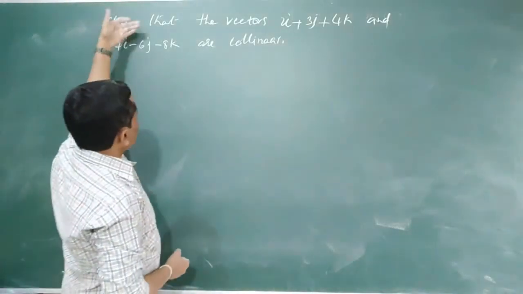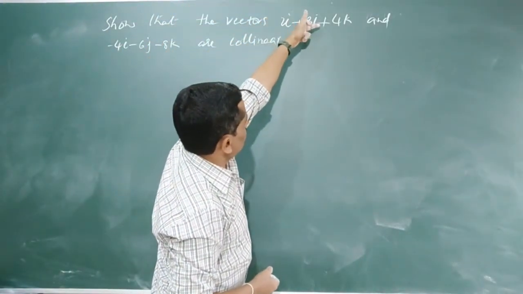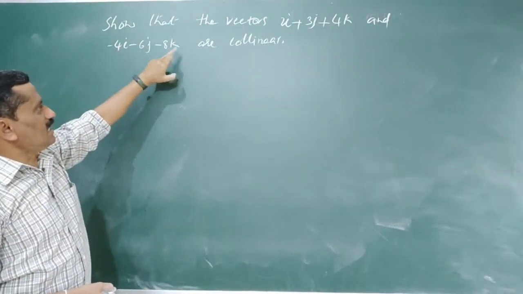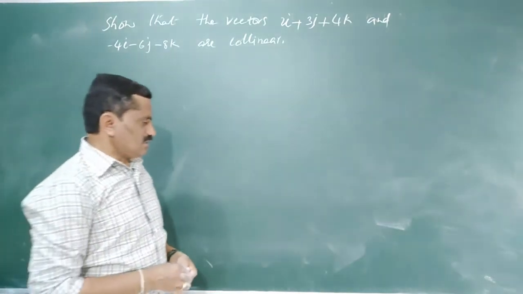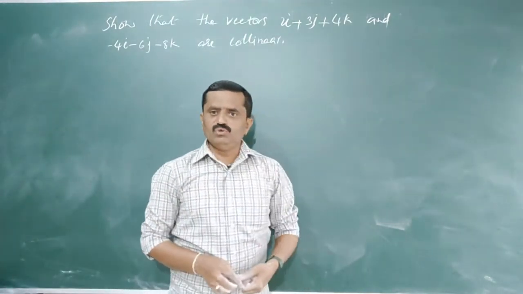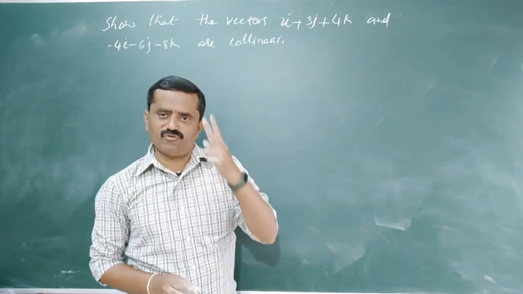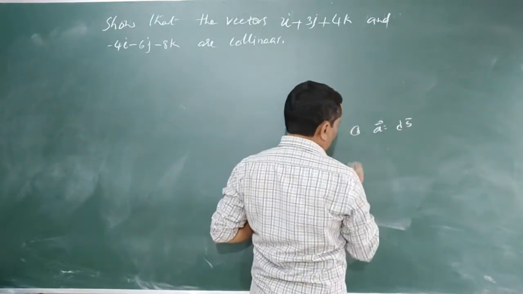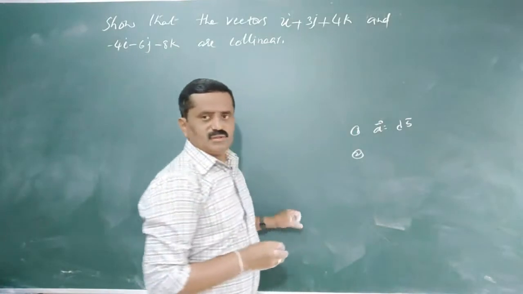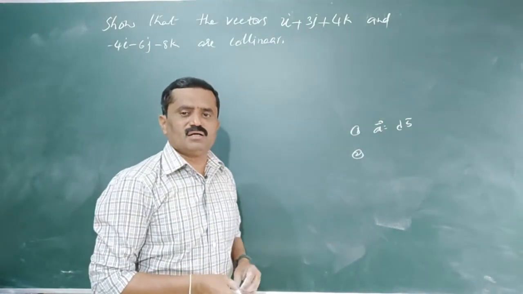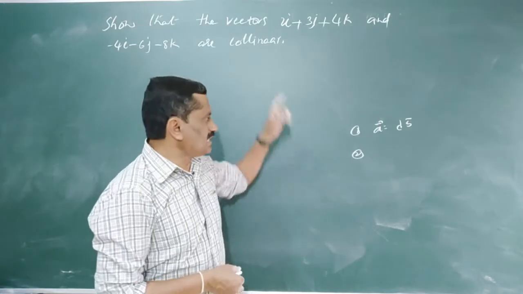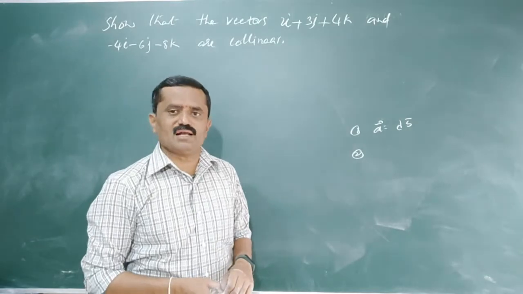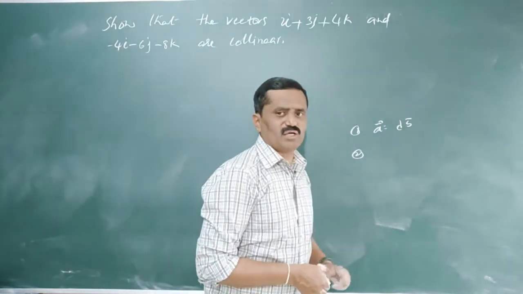Next we have, show that the vectors 2i plus 3j plus 4k and minus 4i minus 6j minus 8k are collinear. We know that any two vectors are said to be collinear if and only if we have two conditions. One, one vector is equal to some scalar times the other vector, or second, the corresponding scalar components are proportional to each other. Use any one condition. Okay, I'll just write.